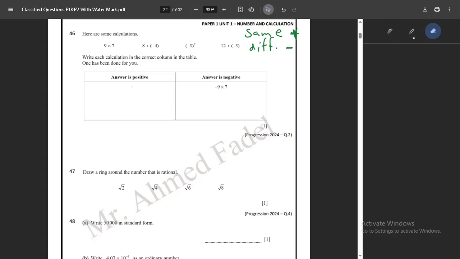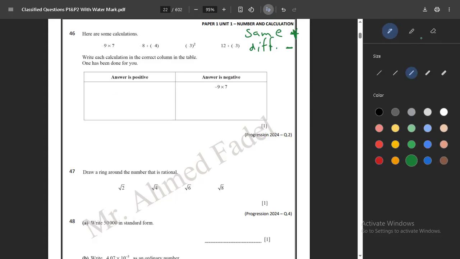So what I'm going to write here: this answer is negative, so you're going to write it here, negative 9 times 7. It's done for us. This sign, negative divided by negative, we agreed, same signs, positive. So definitely this is going to go here, negative 8 divided by negative 4. Negative 3 squared means negative 3 times negative 3. Squaring any number in the world would be definitely positive. So it is negative 3 squared. Here, 12 divided by negative 3, positive divided by negative, the answer is definitely negative. So 12 divided by negative 3 is written here. Okay, this is going to be negative.